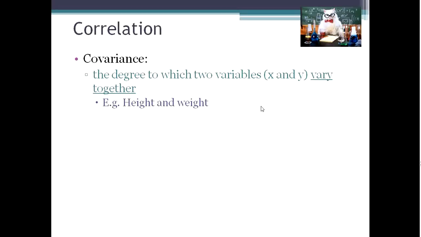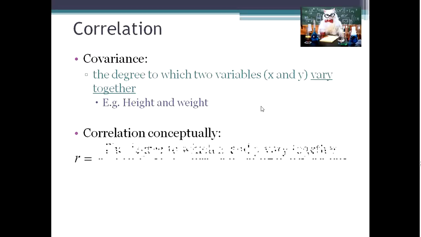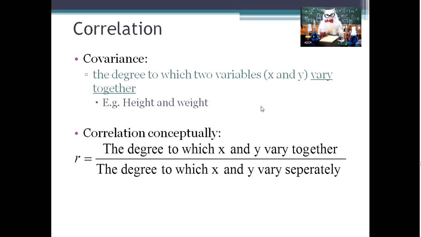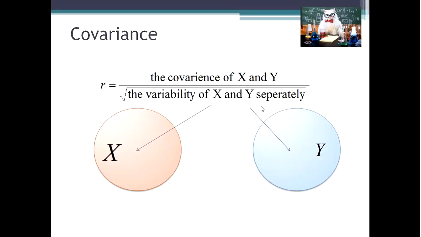So, for example, we know that there's a relationship between height and weight. Generally speaking, it's positive. As we get taller, we also get heavier. When we think about this conceptually, this is the degree to which these two variables vary together related to the degree to which they vary separately. So if you think about this in terms of a Venn diagram, you can think about the variability of x and y separately. I'm sorry if there's math on here, there will be no math questions, but it's just a way to think about correlation.